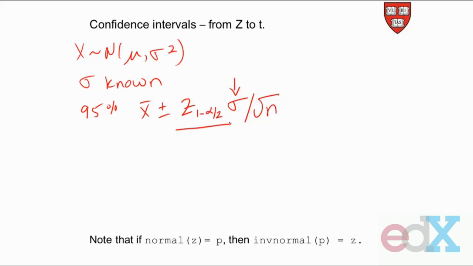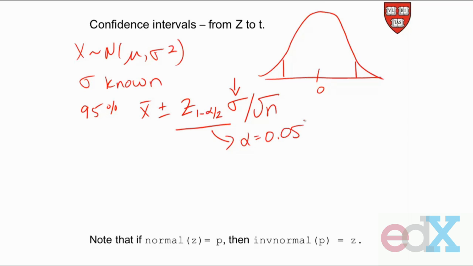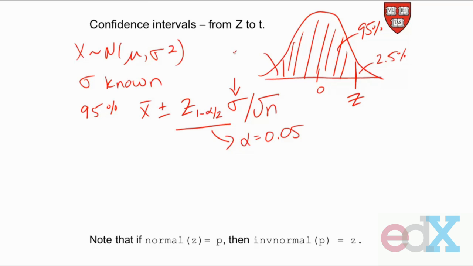So this z 1 minus alpha over 2, what is that? I have a standard normal distribution centered at 0, and I'm constructing my confidence interval. If I'm using a 95% confidence interval in this case, I would have alpha equals 0.05. I want to construct my interval such that 95% of the mass lies in here. So to construct my confidence interval, I want to find the value of the standard normal distribution such that 2.5% of the mass lies in this tail, and consequently the other 2.5% lies in the lower tail.